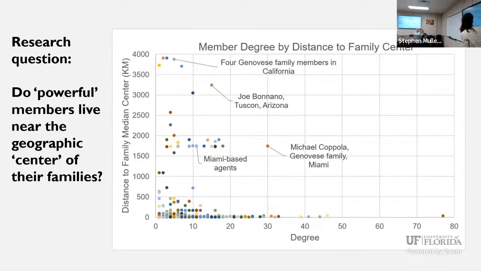Michael Coppola of the Genovese family, he's a high degree member, but they sent him to Miami. Here are the other Miami-based agents here. Here are the people across this degree that got sent to Miami. Here's our friend Joe Bonanno, who was exiled to Tucson. And these are some Genovese family members that are in California.